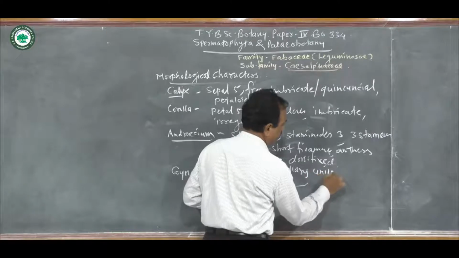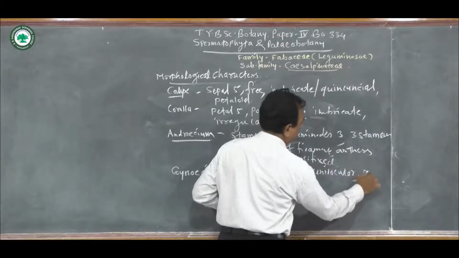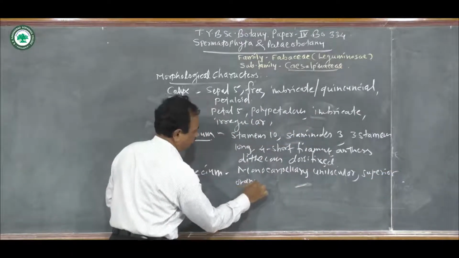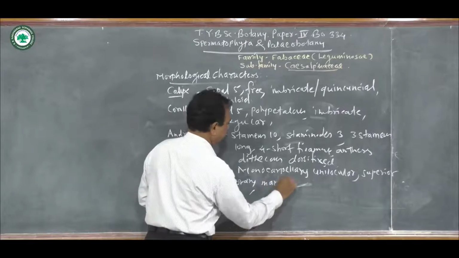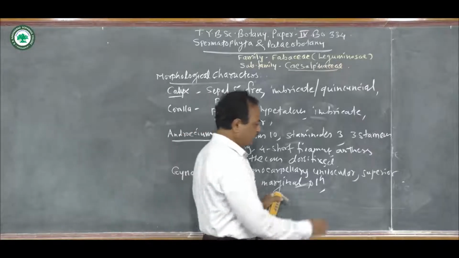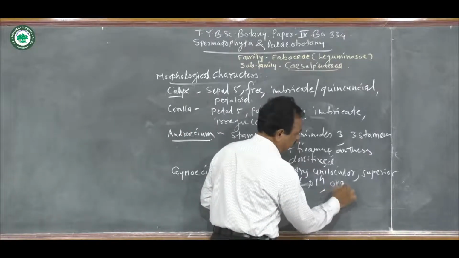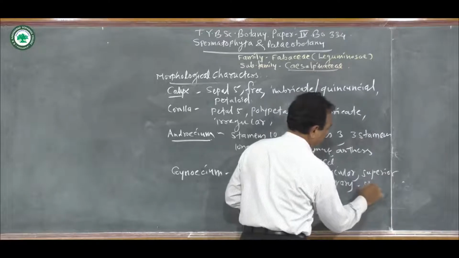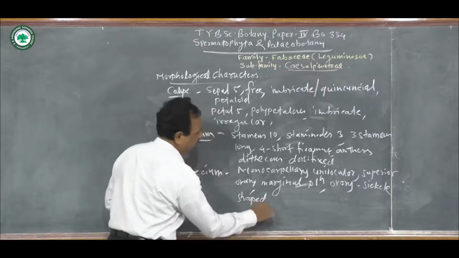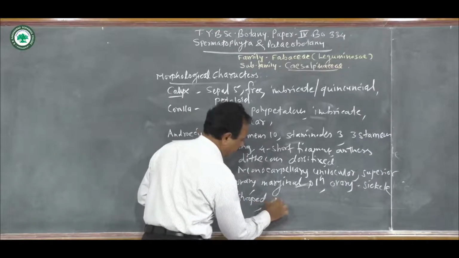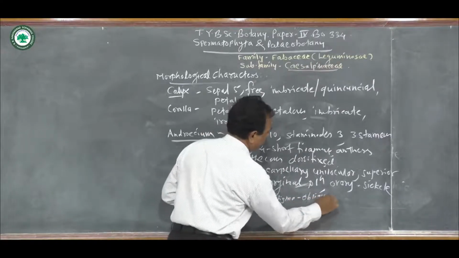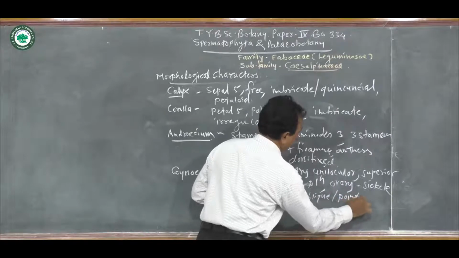Unilocular, superior ovary, with marginal placentation. Marginal placentation is present. And here, if we see the ovary, it is curved and it is sickle shaped. This sickle shaped ovary is present, that is curved, and it shows the presence of a stigma. It may be the oblique or it may be the pointed. Oblique or pointed stigma is present.